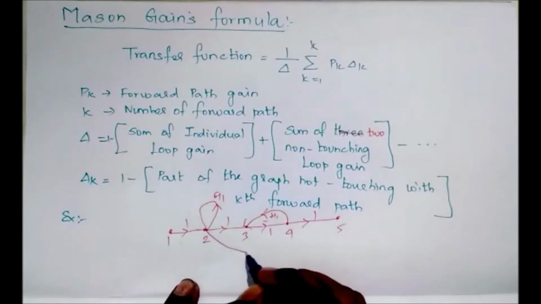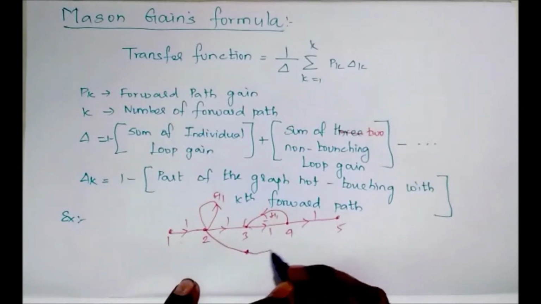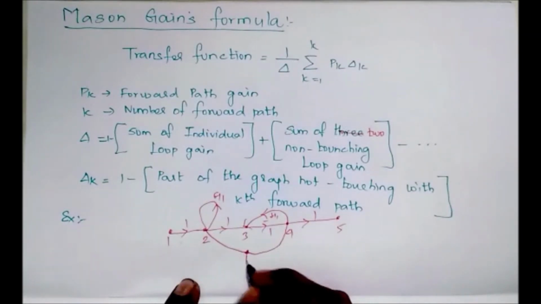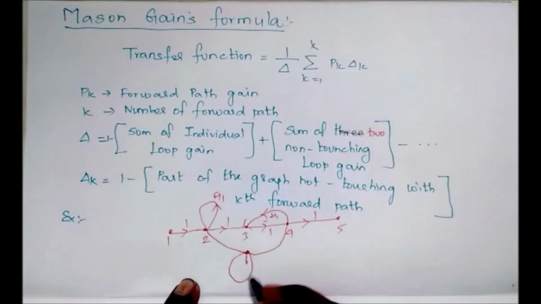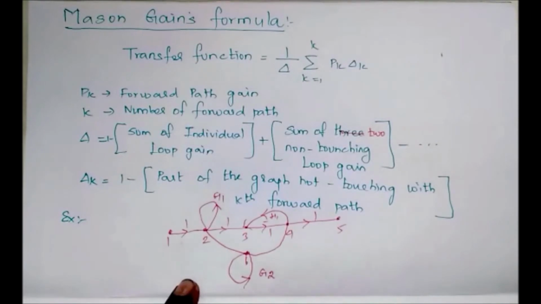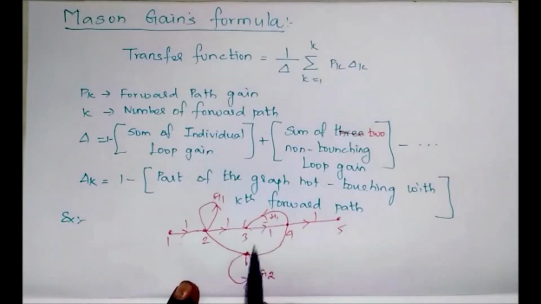Now one more path is available through this node. So this node we can consider as 6. It also has one more loop. Its gain is g2. So now we can consider this as an example.